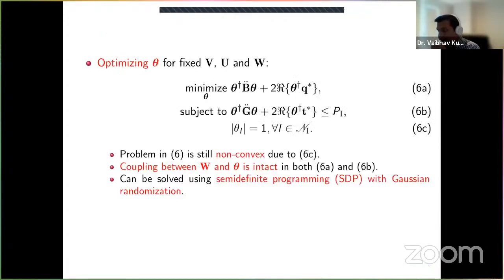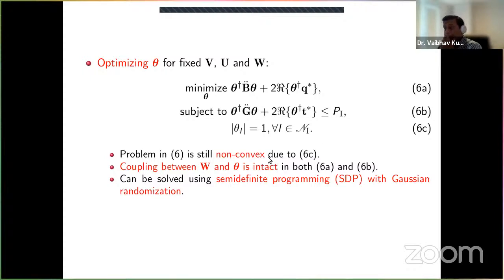And in the next step, they fix V, U, and W, and they try to optimize theta. That is in here. Now again, this is still non-convex because of constraint 6C. So they relax this constraint and then use semi-definite programming to solve this. Basically, theta is a vector, so they create a matrix using the outer product. And from that matrix, they convert it, since it may be of higher rank, into a rank 1 matrix, and then extract the theta.